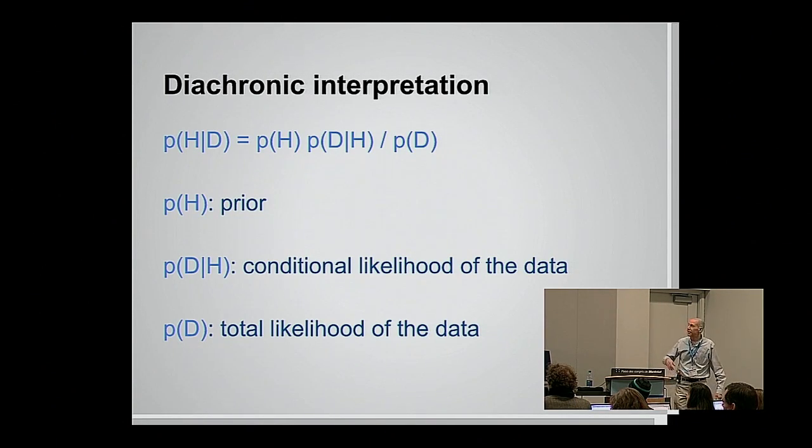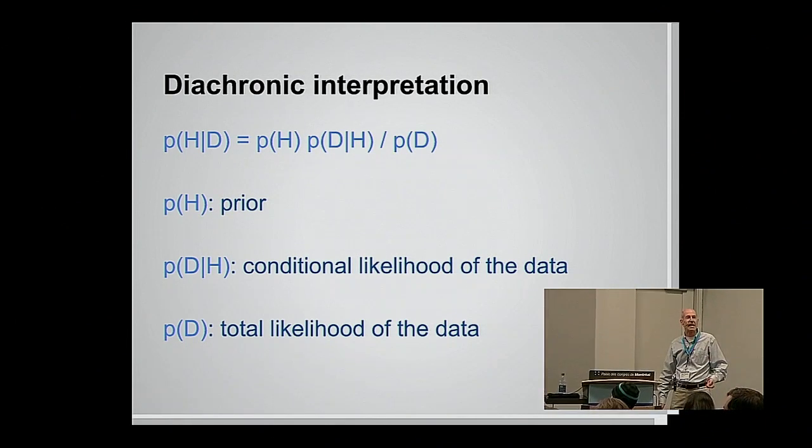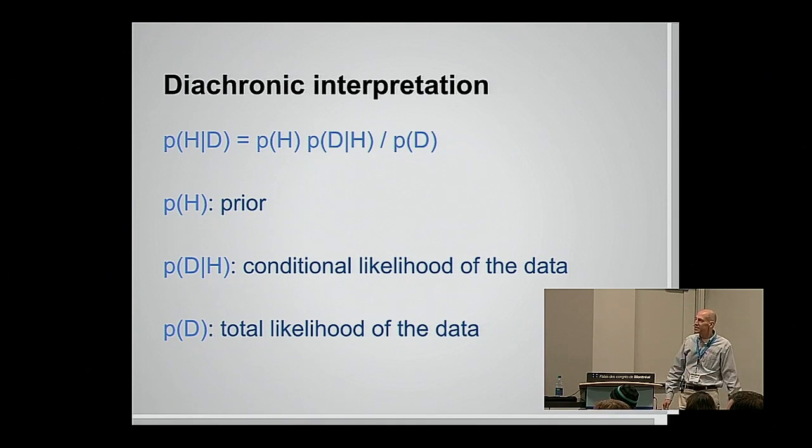Here's what that's going to look like. The top line is just Bayes' theorem again. P of H is what you believe about the hypothesis before you see the data. I already used the word prior, but now I'm telling you what that means. That's the prior probability. P of D given H is the conditional likelihood of the data. What's the chance of seeing a vanilla cookie if the hypothesis is true? And the denominator is the total likelihood of the data. What's the probability of seeing a vanilla cookie under any circumstances, whether it's bowl 1 or bowl 2?